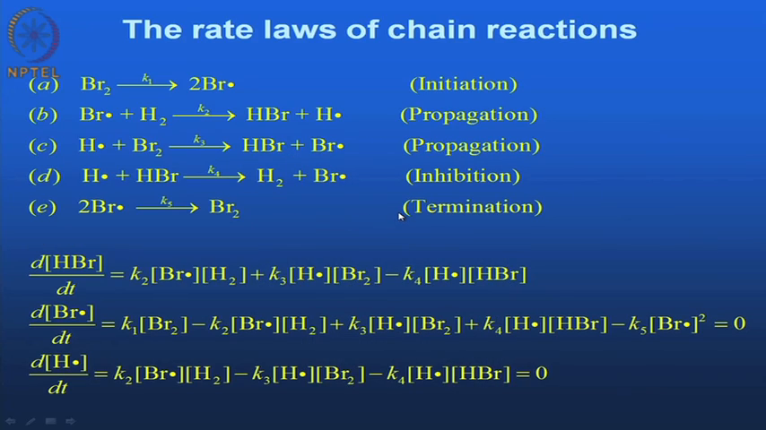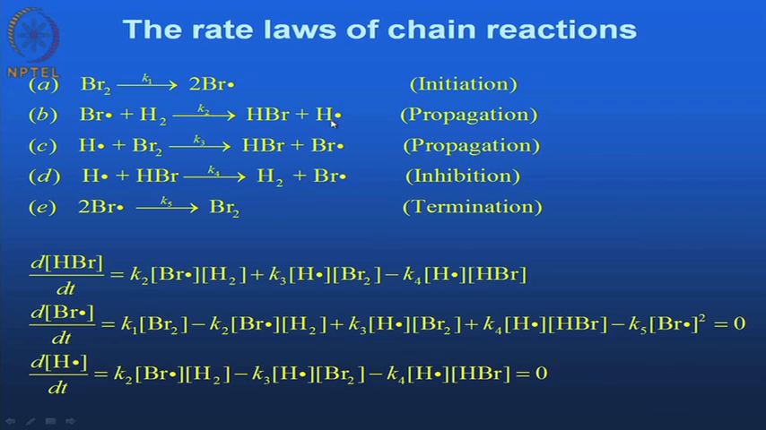What we should do is apply the steady state approximation, as I told you in our last lecture, to these active species which are responsible for carrying the process forward. So, this is Br dot. The d/dt of Br dot is this expression, and the d/dt of H dot is this expression.